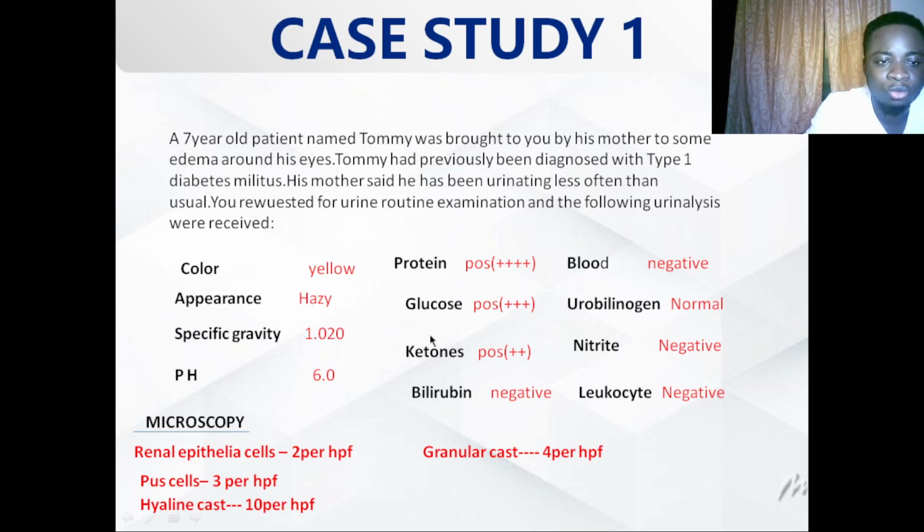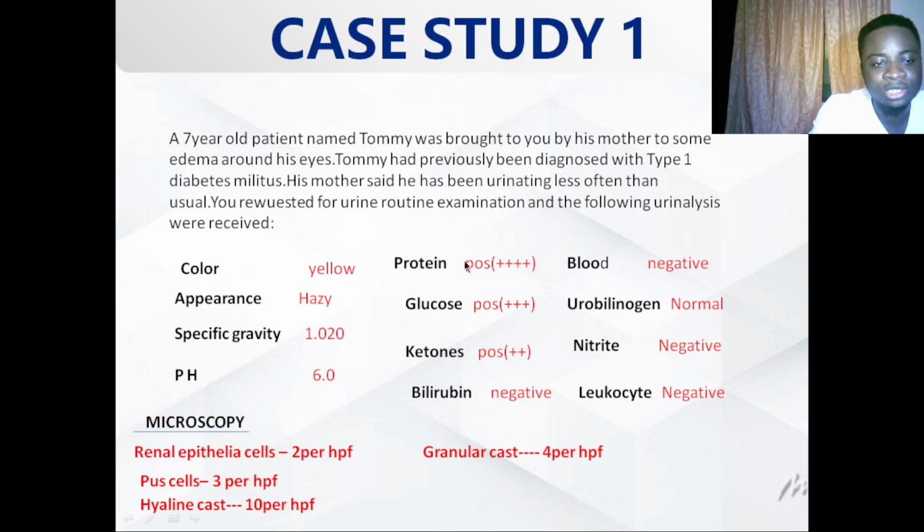Why am I saying so? Because of the test result and some important analysis from there. Because he has previously been diagnosed, and still you ran the test and there are glucose and ketones. And pus cells are supporting that. It means this patient actually has persistent glucose in the blood.